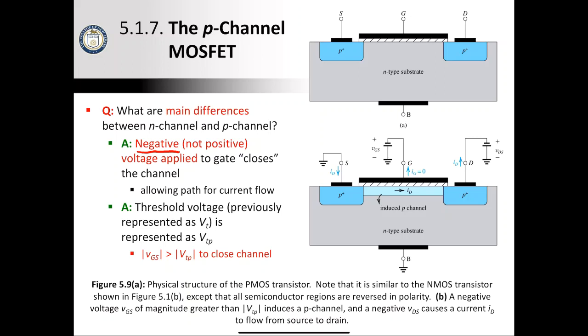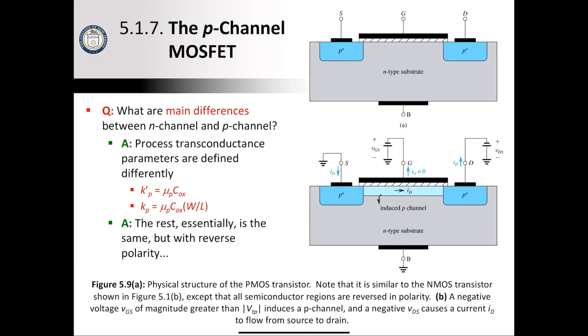The threshold voltage, previously represented as VT, we'll call VTP. And in order to close the channel, the absolute magnitude of VGS needs to be greater than the absolute magnitude of VTP. That comes from the fact that the voltages are negative. You could use that same expression for the NMOS, but because both voltages are positive, it doesn't really matter. Other main differences: the process transconductance parameters are defined differently. Obviously, we need to use hole mobility as opposed to electron mobility, but other than that, it's pretty much the same. The rest is analogous, but with the polarity reversed.